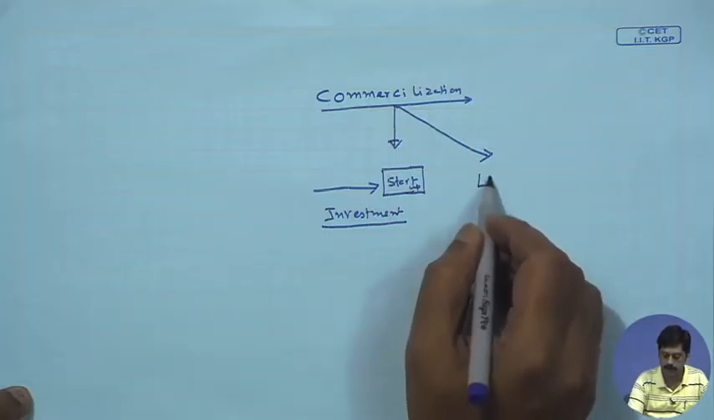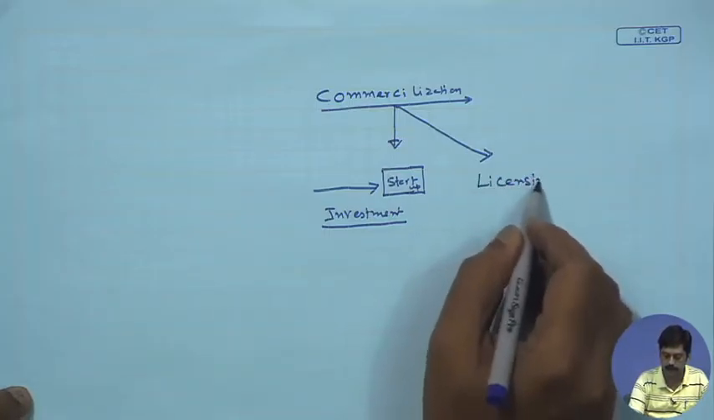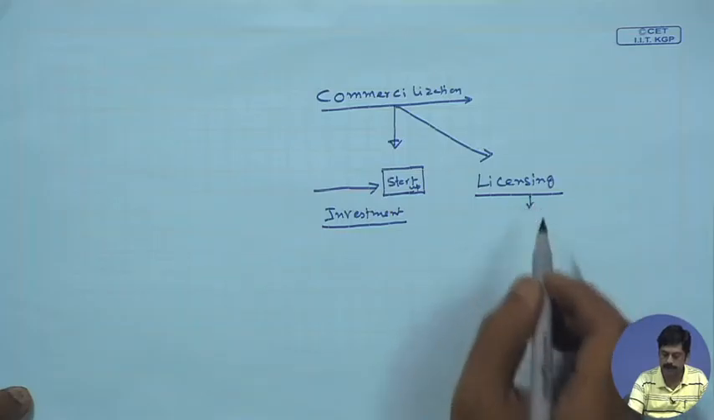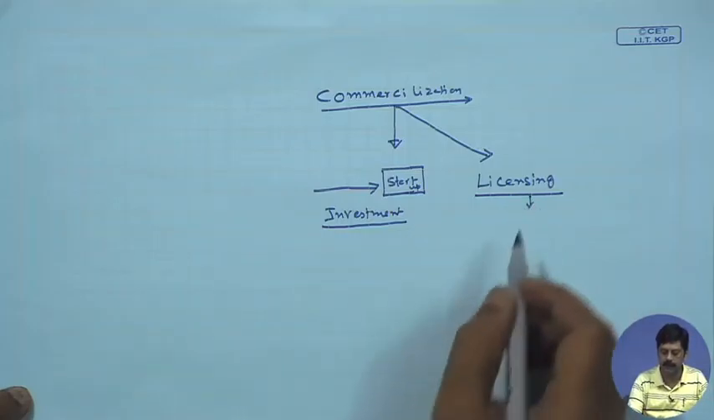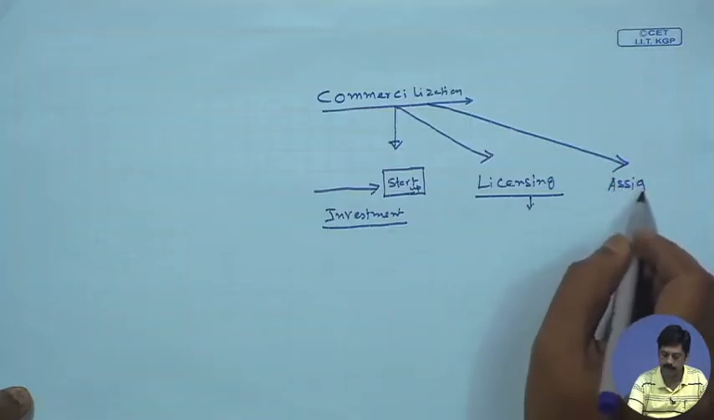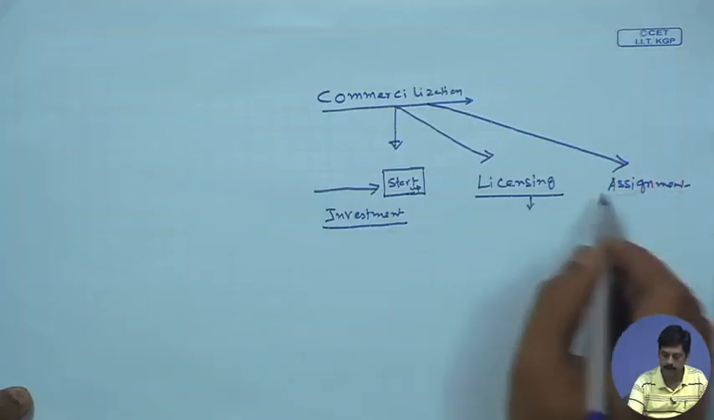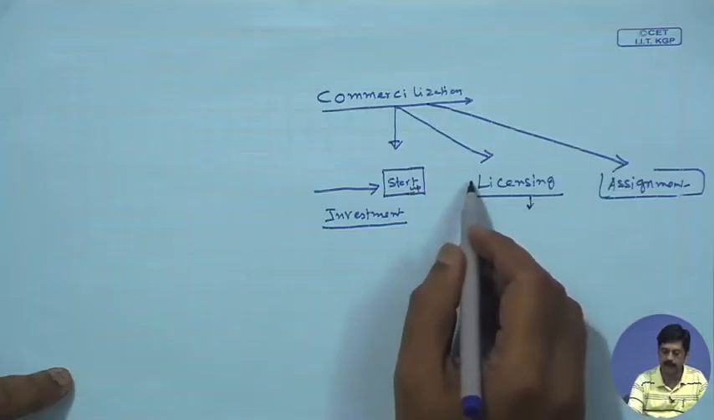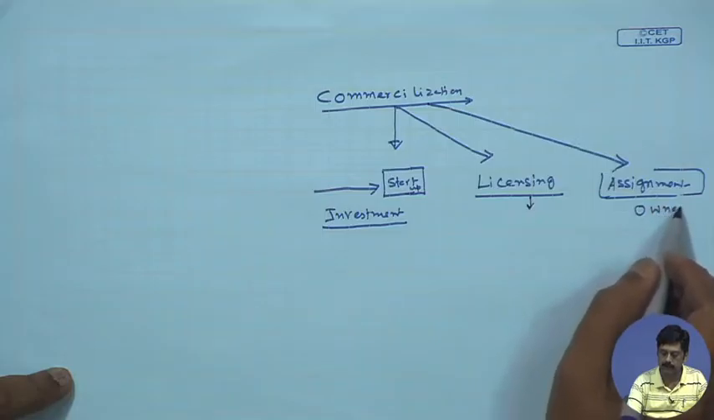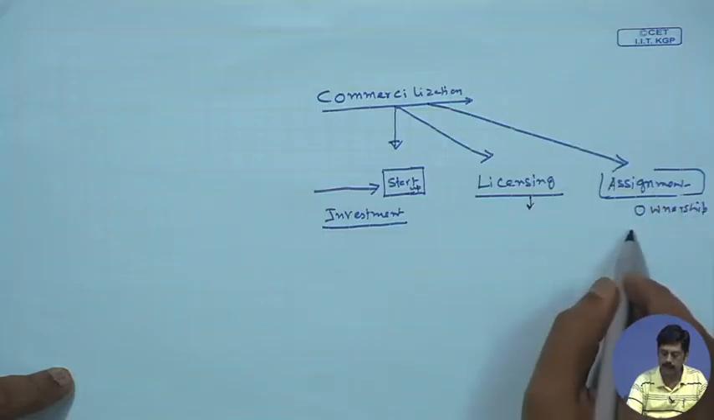Then the other way you commercialize is by means of licensing. You get income, just license your patents. Or you can go for assignment, which may be beneficial. You have to decide whether assignment or licensing will be beneficial, because licensing means the ownership still remains with you. Assignment means the ownership is with the assignee.